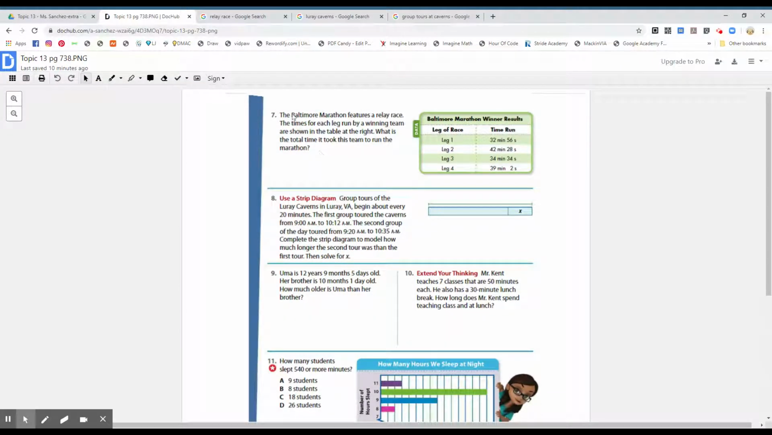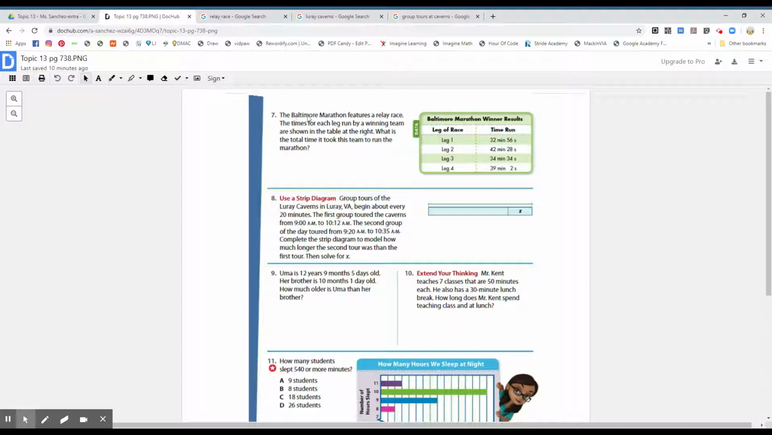Okay, boys and girls, number 7. The Baltimore Marathon features a relay race. The times for each leg run by a winning team are shown in the table at the right. What is the total time it took this team to run the marathon?